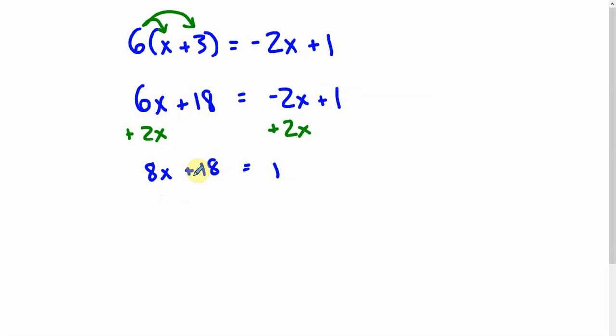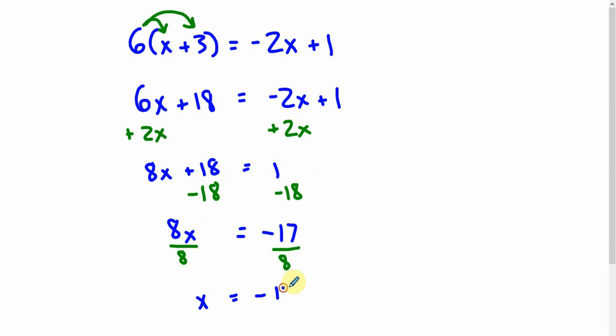So now we'll just strip away first the 18 and then the 8. We get rid of the 18 by subtracting 18. Have to do that to both sides. So I have 8x, and 1 minus 18 is negative 17. And then this is multiplication, so I get rid of it by dividing. So those 8's cancel, so I get x, and here I just get negative 17/8. And that is my answer.